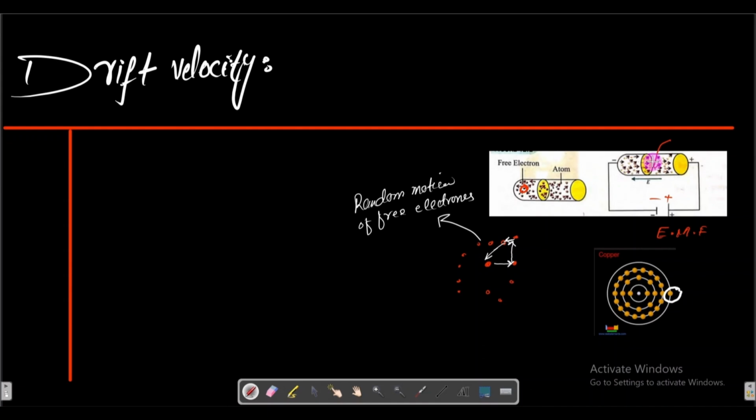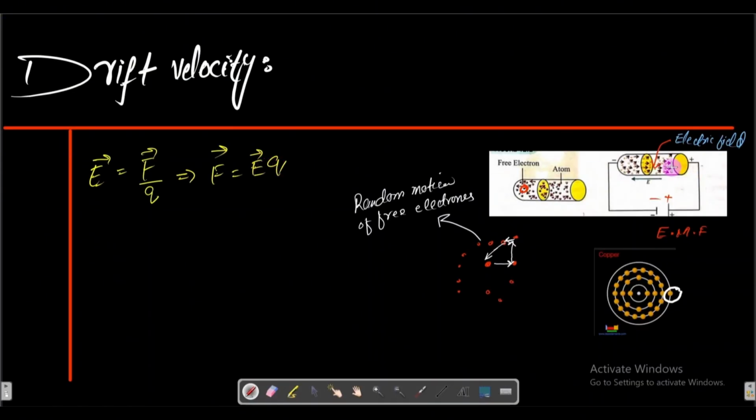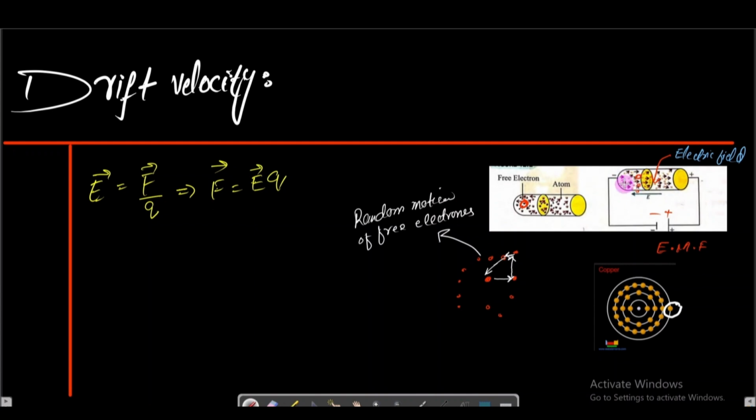So the electric field will be present inside this metallic strip, at each and every point of this conductor. The formula of the electric field is the force per unit charge. From this we can calculate the force, which is equal to the electric field intensity times the charge. Due to the potential difference the electric field intensity is developed, and due to that this is actually the force exerted on these free electrons, and the direction represents the direction of the force exerted on these free electrons.